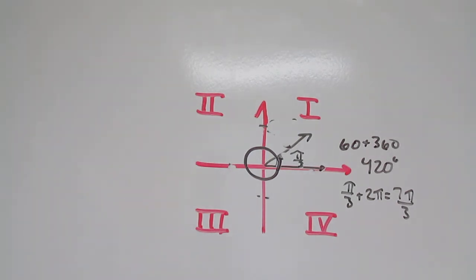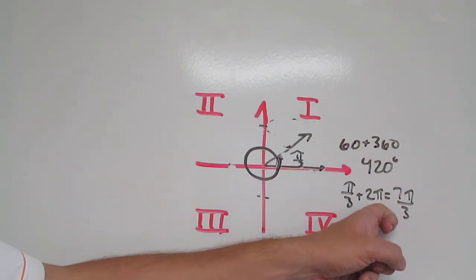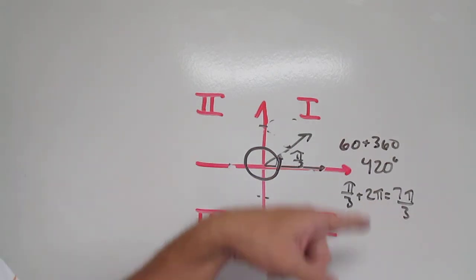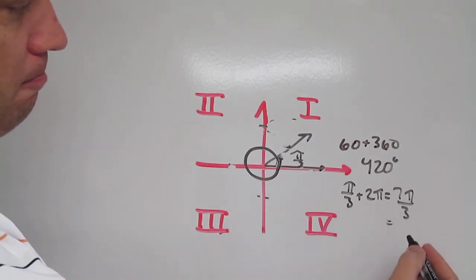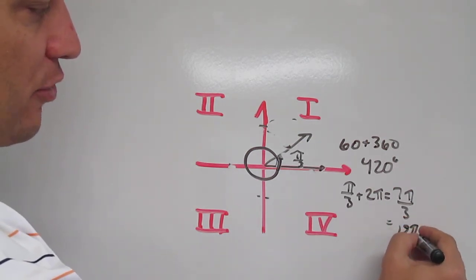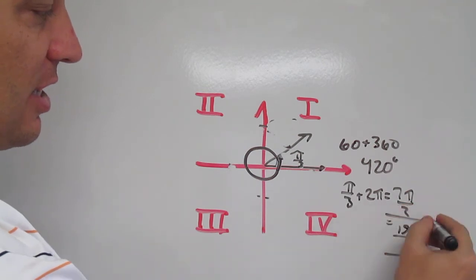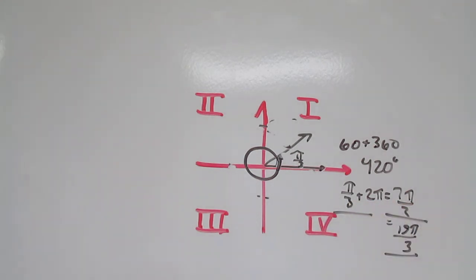So it's important to understand what it means to be coterminal. And of course you can go in either direction. You can do as many circles as you want. So I could do 6 pi plus pi over 3. That would be 3 full circles, but I would still end up in the same place. So if I did 6 pi plus pi over 3, I would end up with 19 pi over 3. This, and this are all coterminal angles. Okay? So why does this matter?